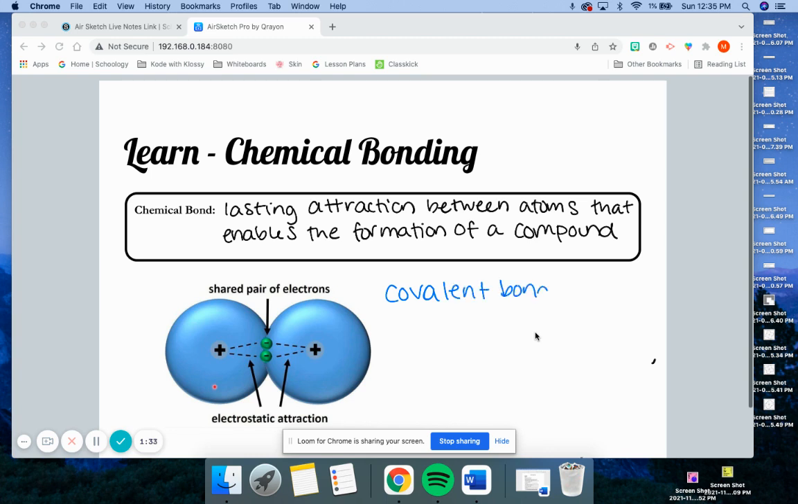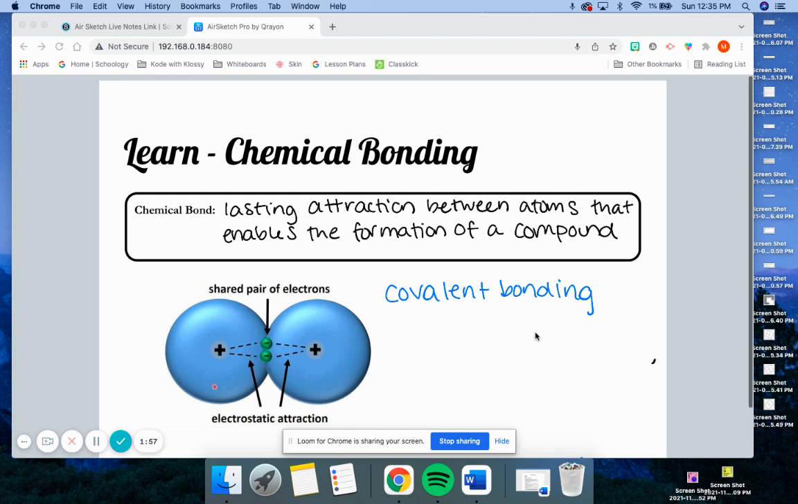Hopefully everyone has heard of covalent bonding, even if they don't remember what it is from 8th grade science or biology last year. But this is a type of bonding in which electrons are shared between atoms. This is in contrast to the type of bonding that we first started learning about in chapter 4, which is ionic bonding, in which atoms transfer electrons to one another.